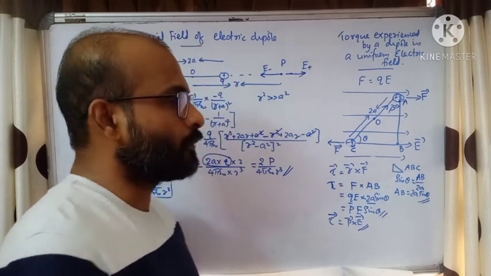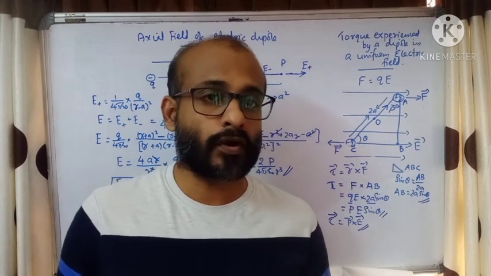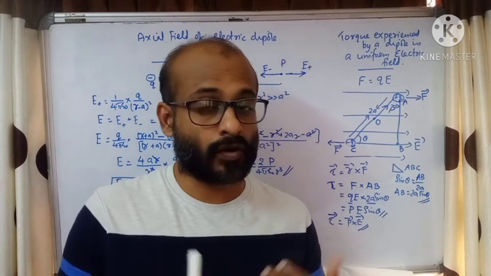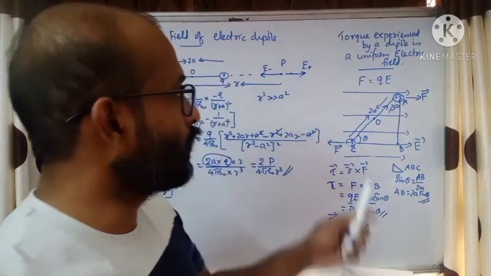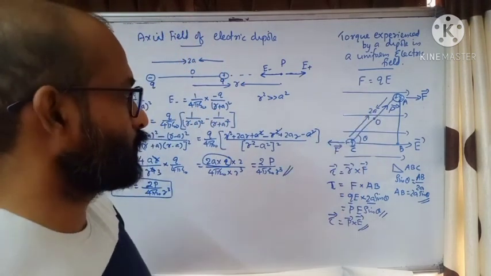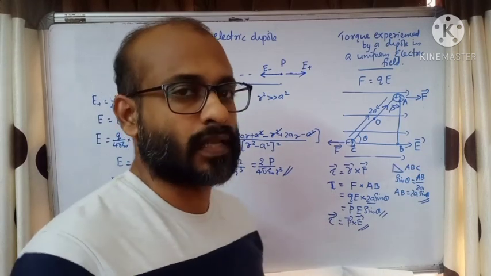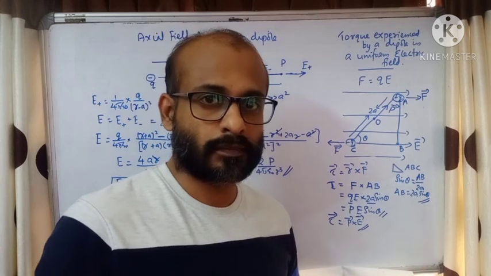So, a dipole experiences a torque in a uniform electric field. In a non-uniform electric field, it may experience a net force. It may not experience a torque, it will not be rotating in a non-uniform electric field. Since we have a uniform electric field, here the dipole is experiencing a torque given by the relation tau is equal to P E sin theta. I hope you have understood. Thank you.